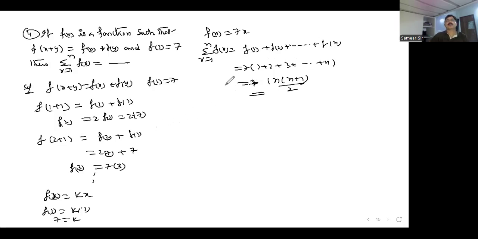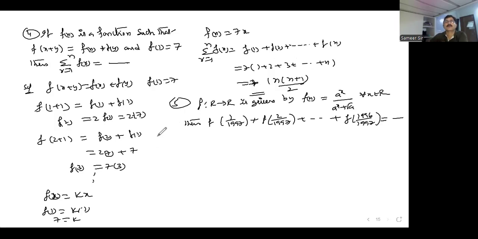Okay, guys? Yeah, I'll go for the next one. Okay, fifth one I'm writing here. You see this now. What he has given? f of x, that is a to the power of x by a to the power of x plus root a. Yeah, what I'm writing here, 1 minus x. So a to the power of 1 minus x by a to the power of 1 minus x plus root a.